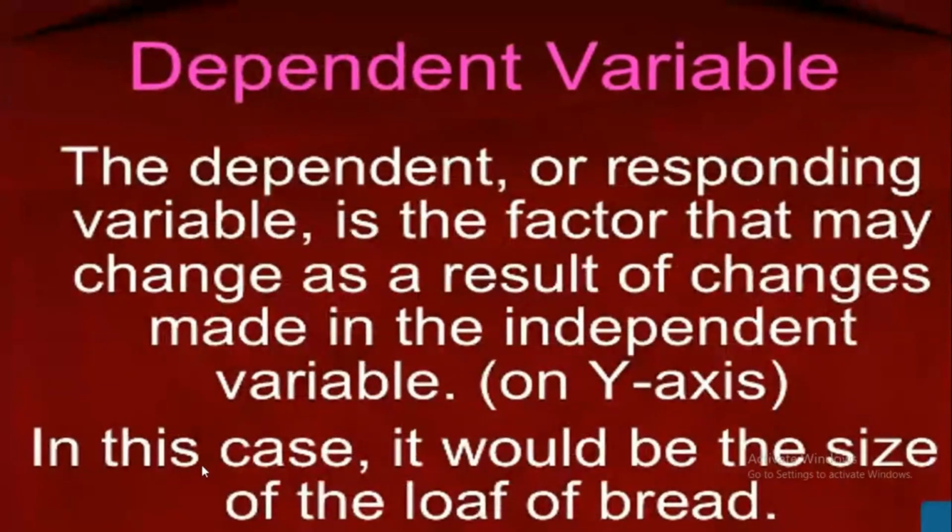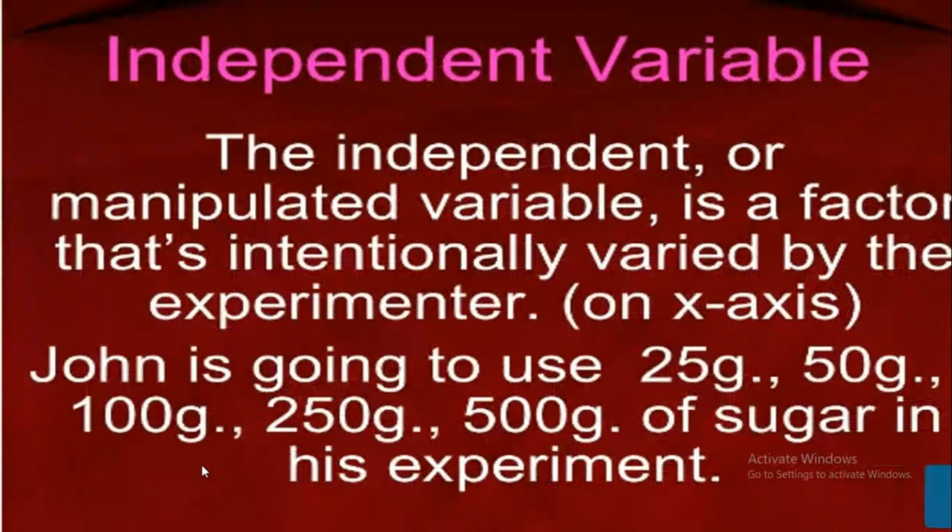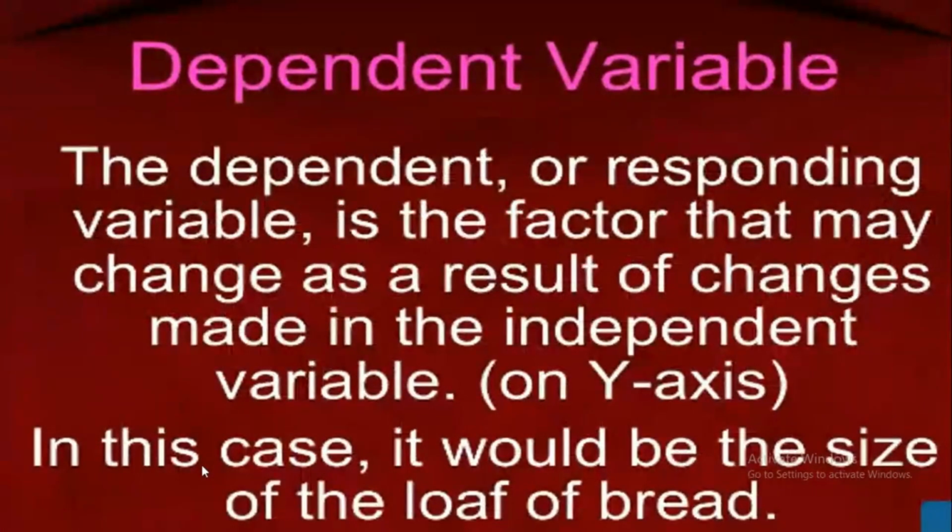Then comes the dependent variable, the dependent or responding variable. Why is it called a responding variable? Because it responds. If we want to change the quantity of sugar, or if we want to manipulate the independent variable, then there is a direct impact on the dependent variable. So whatever changes we make in the independent variable, the dependent variable responds accordingly.